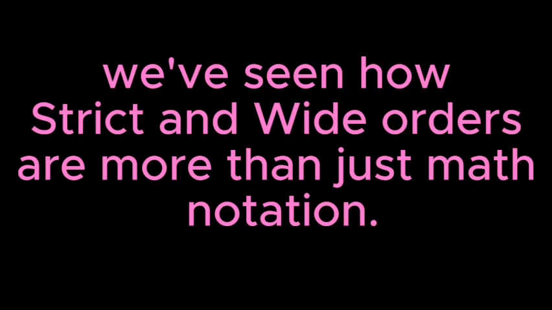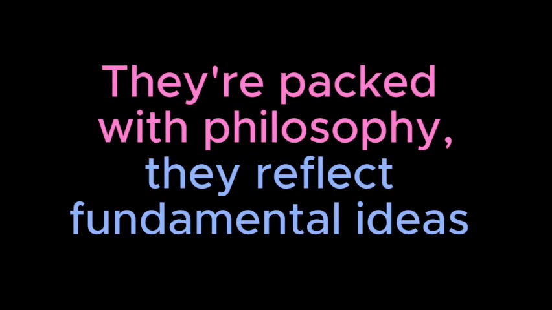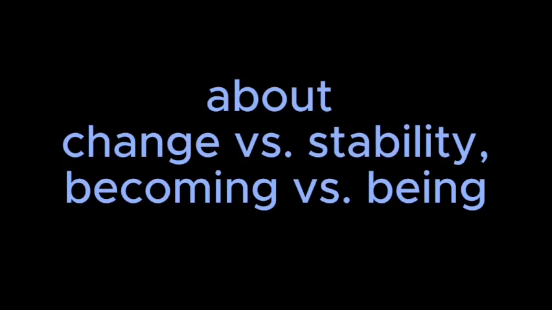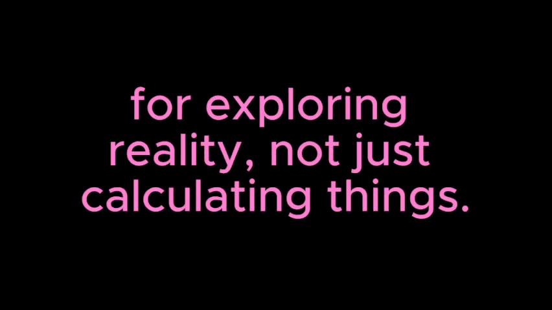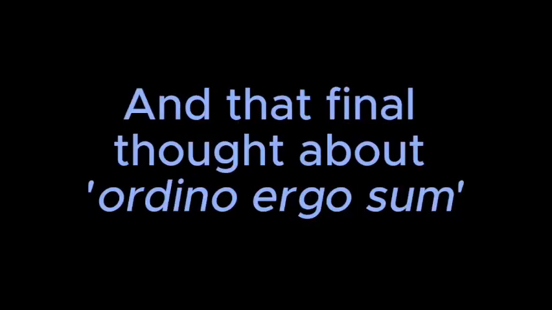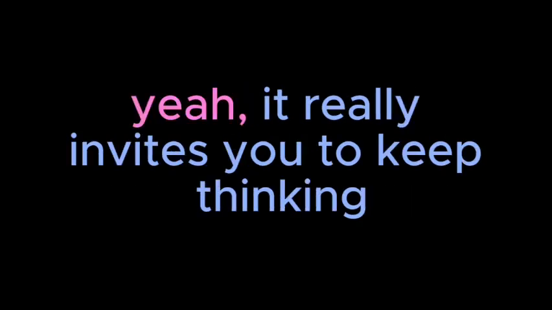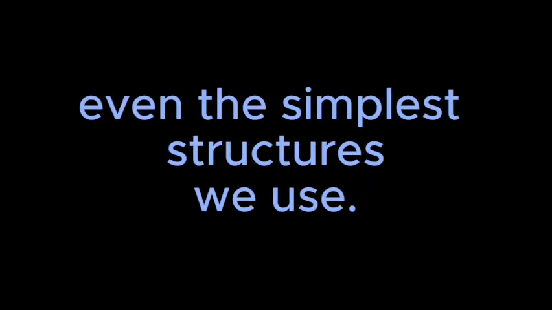Right. So to wrap up this deep dive, we've seen how strict and wide orders are more than just math notation. They're packed with philosophy. They reflect fundamental ideas about change versus stability, becoming versus being. And that little sign representing identity is surprisingly powerful. It's the anchor that lets us make sense of the flow. It really shows that mathematics can be this incredibly rich language for exploring reality, not just calculating things. And that final thought about ordino ergo sum, it really invites you to keep thinking about the philosophical weight behind even the simplest structures we use.